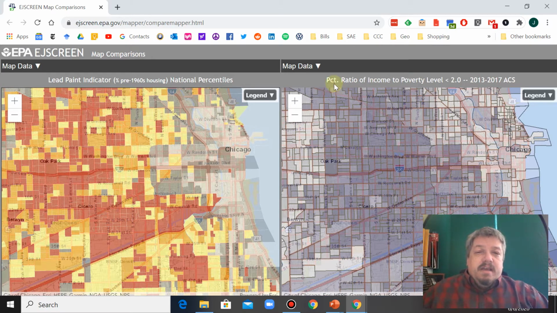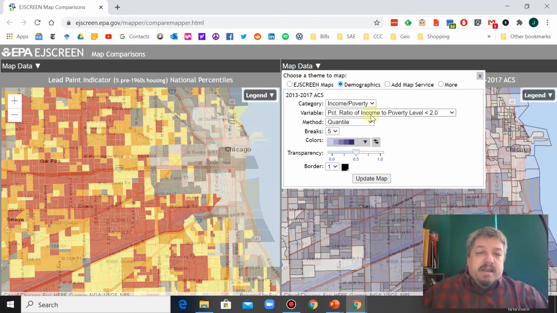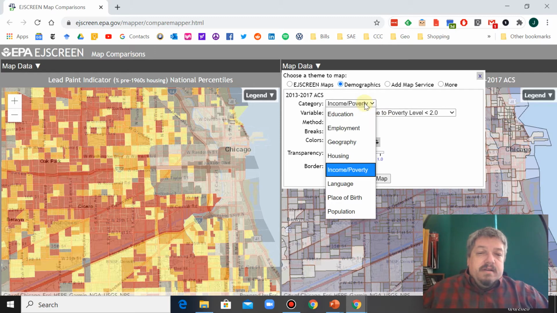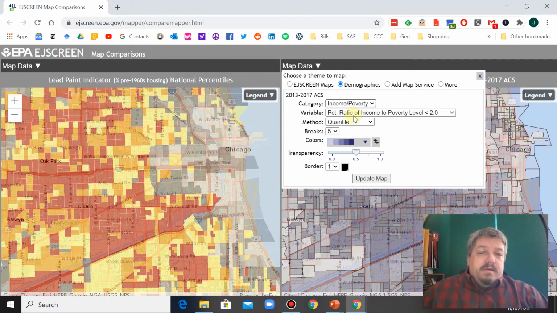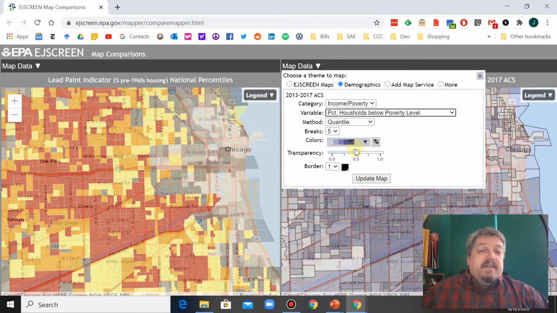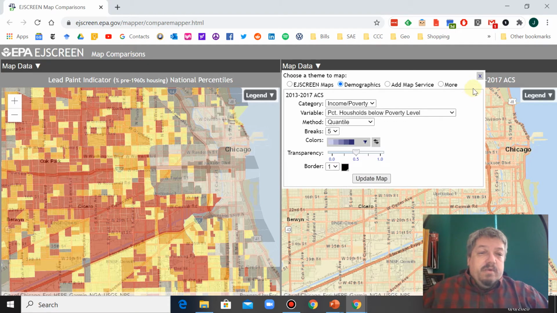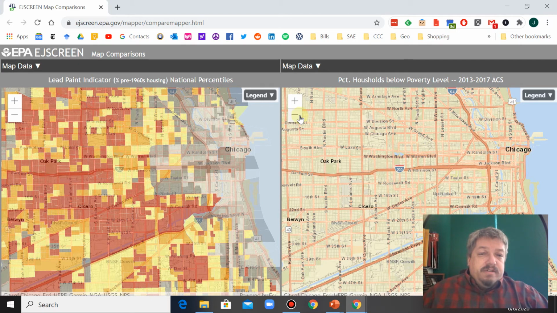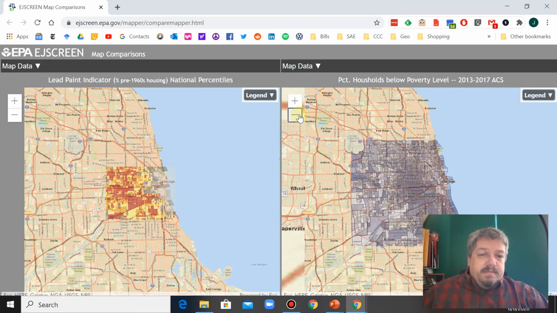Now, if I look at the same area and I map something like, let's look at income. Percentage, let's do the same, percentage of households below the poverty level. So the darker the blue, the more households are below the poverty level. And we do that, and this will take just a little bit. There we go.